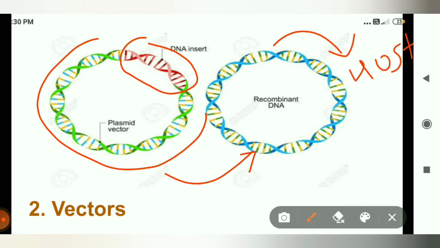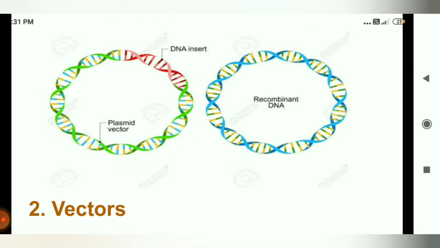Now it is clear that the first step is that we isolate the DNA fragment, then we ligate the DNA fragment into a vector. This ligation of the DNA fragment into a vector is nothing but what is known as a recombinant DNA molecule.